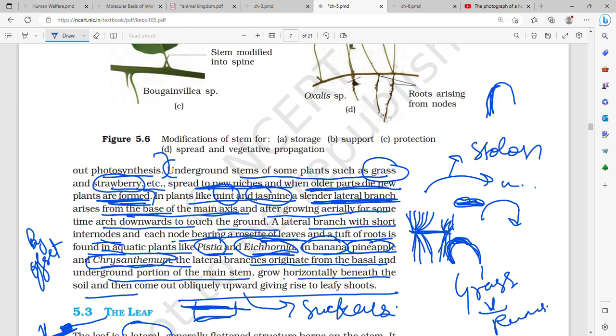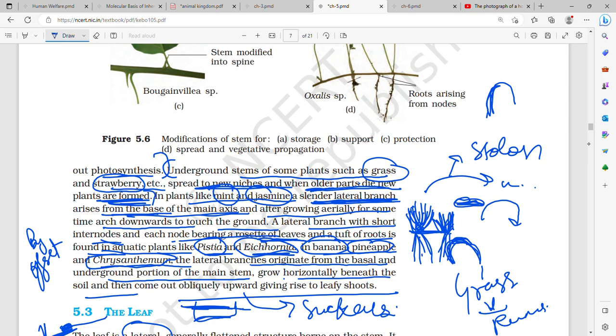Then a lateral branch with short internodes, each node bearing a rosette of leaves above and a tuft of roots below, is found in aquatic plants such as Pistia and Eichhornia. So Pistia and Eichhornia have offsets in which a tuft of leaves grows above and a tuft of roots grows below. This is the typical structure of an offset in Eichhornia and Pistia.